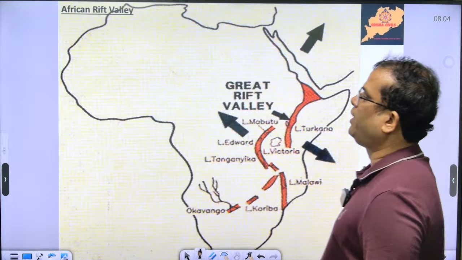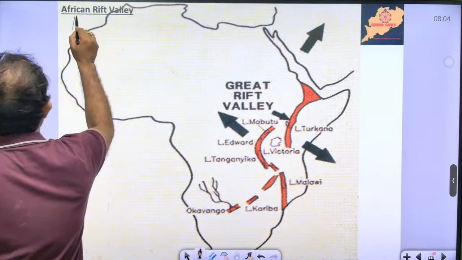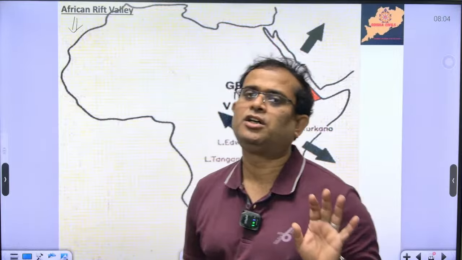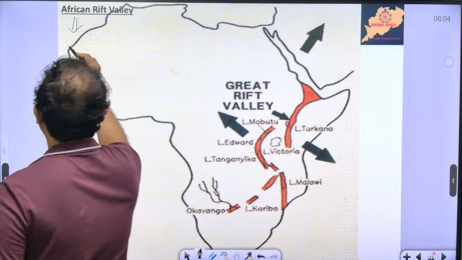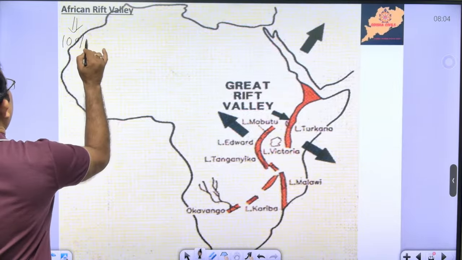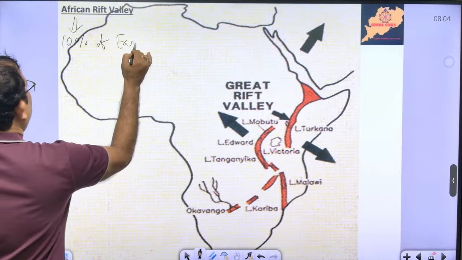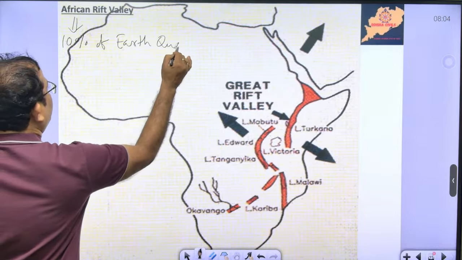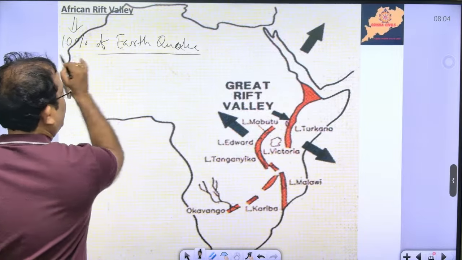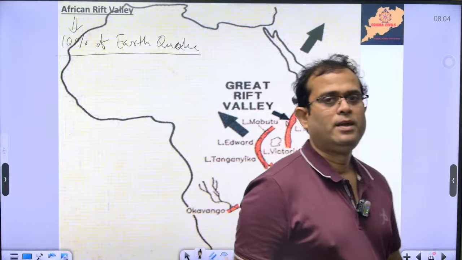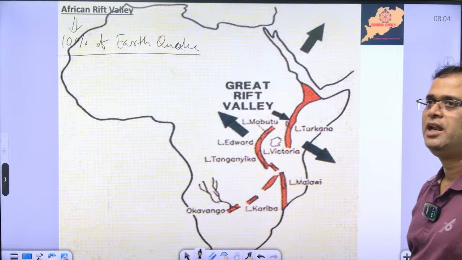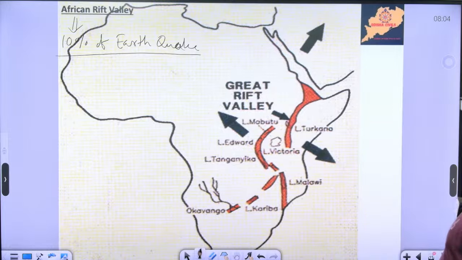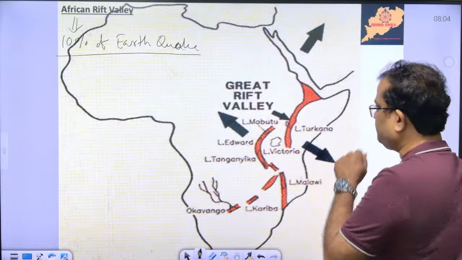Now come to Africa. Africa is the zone which has experienced fewer earthquakes. It is not empty, but less experienced. At least 10% of earthquakes are concentrated in the African Rift Valley. This is the African Rift Valley, and the remaining part lies in Africa.